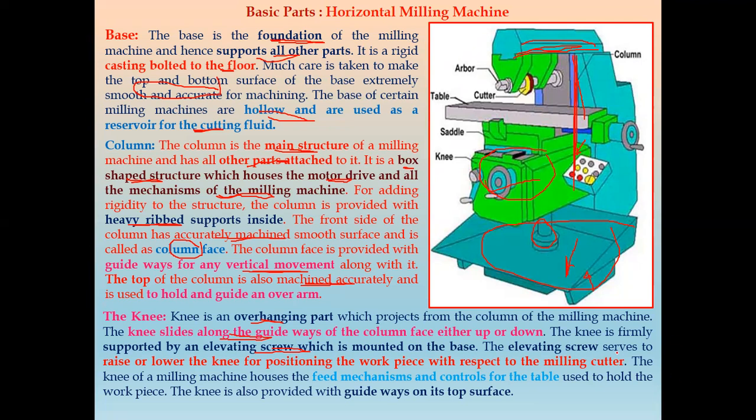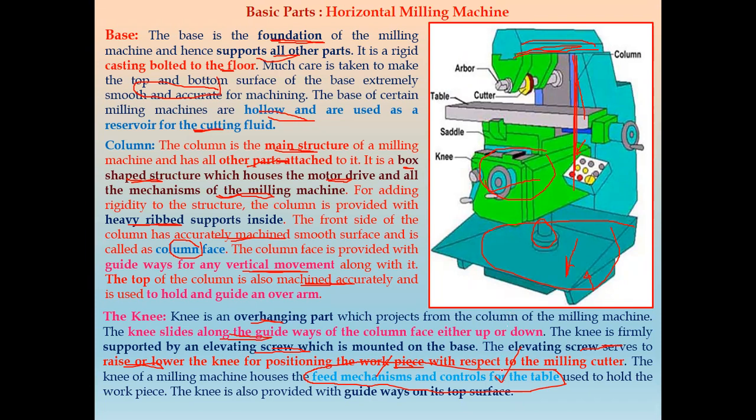The elevating screw serves to raise and lower the knee for positioning the workpiece with respect to the milling cutter. Generally the knee of a milling machine houses two parts mainly. One is the feed mechanism, which may be manual feeding or power feeding. So it has a feed mechanism and control of the table. This is the main function of the knee.